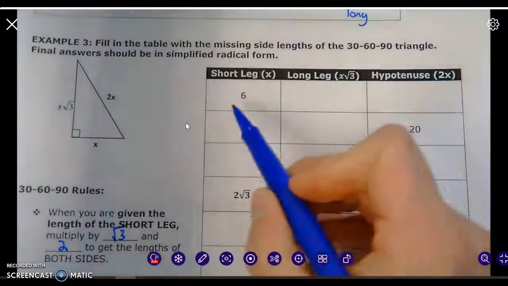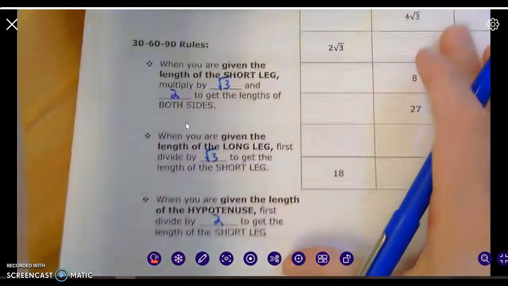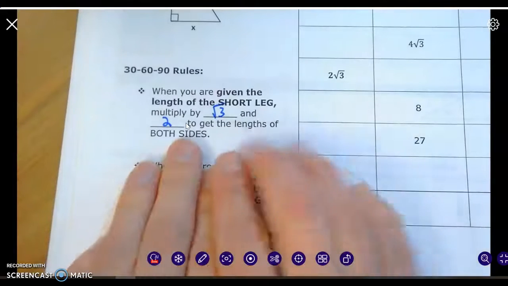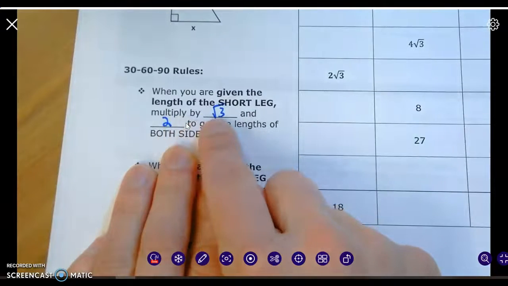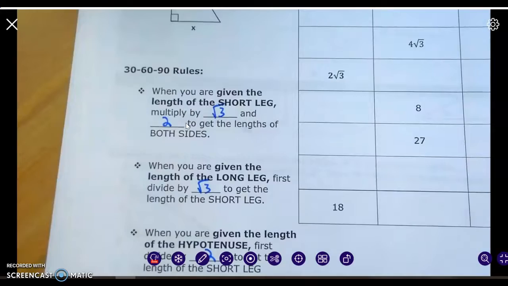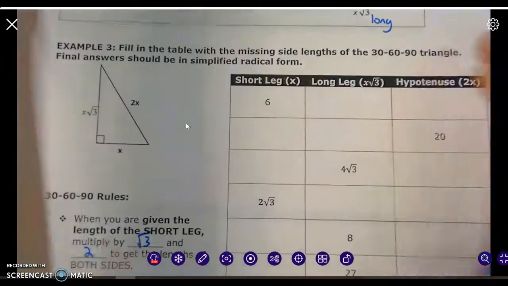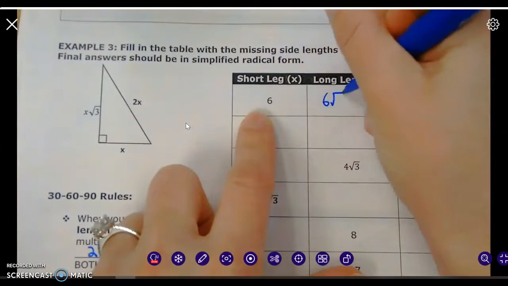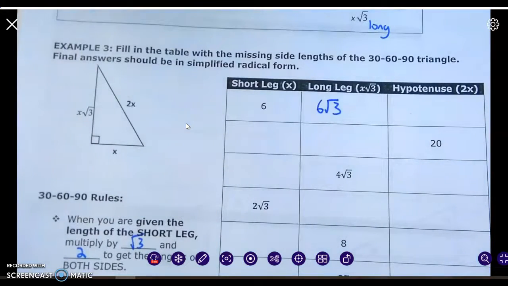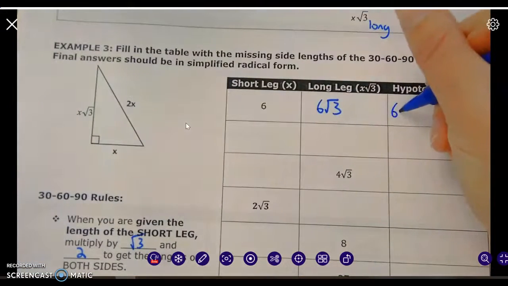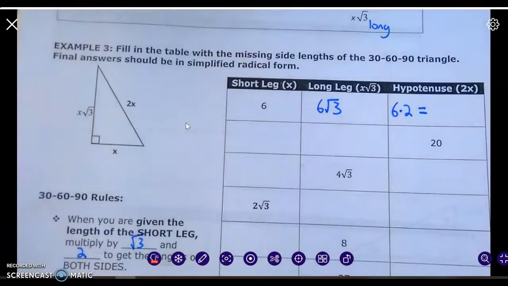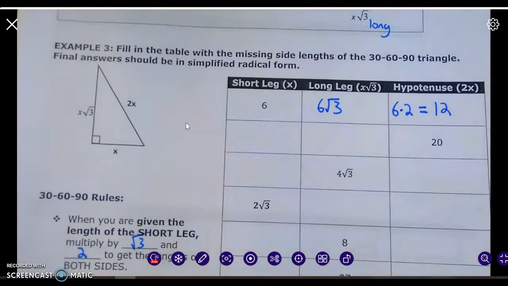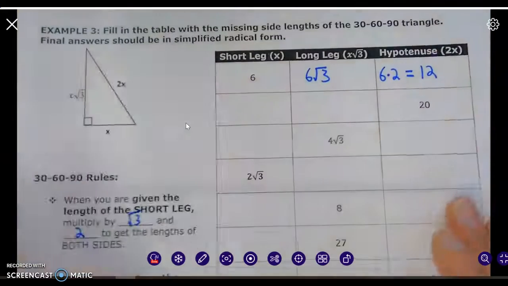So what are we starting with? What does a 6 represent? Okay, since we're starting with the short leg, let's go read our rule. It says to multiply by square root of 3 and 2. So that's what we're going to do. We're going to take our 6 and multiply by square root of 3 to get our long leg. And take our 6 and multiply by 2 to get our hypotenuse, which is 12. Okay, questions about that?